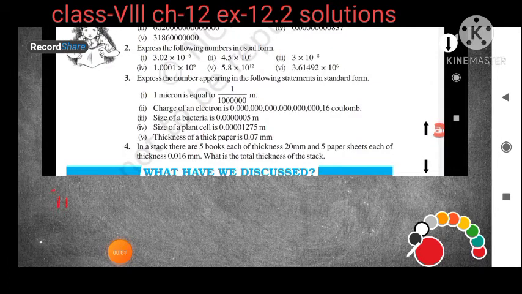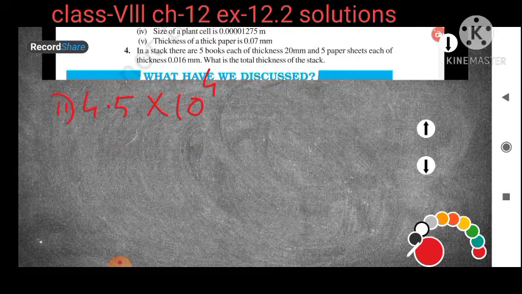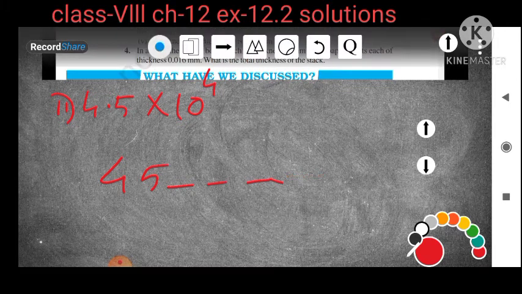Now the next question. The next question is given: 4.5 times 10 to the power 4, and this power is positive, isn't it? The power is positive, that means this point will go to the right-hand side. How many steps? 4 steps. Sorry, this is 1 step, isn't it? The point was here, this is 1 step, then 2 steps, 3 steps and 4 steps. So the point will come here.